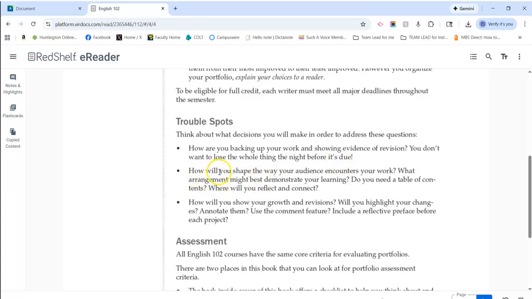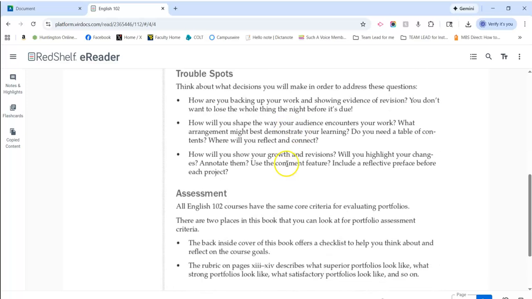All right, number 2, how will you shape the way your audience encounters your work? What arrangements might best demonstrate it? Well, you're given this. Do you need a table of contents? Yes, you absolutely need that. And again, this is all discussed in the guidelines. So that's taken care of more or less for you. You just have to follow it.